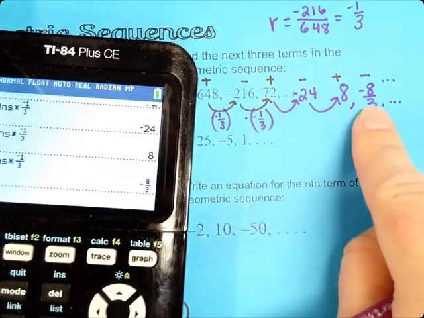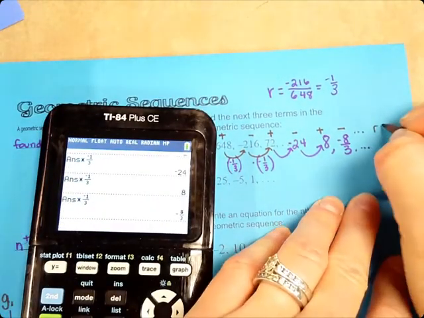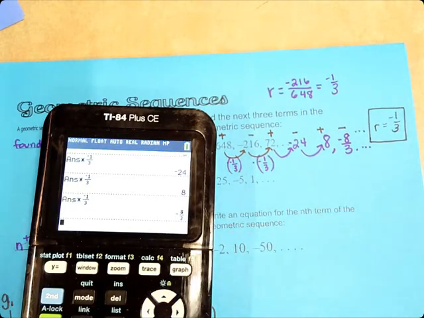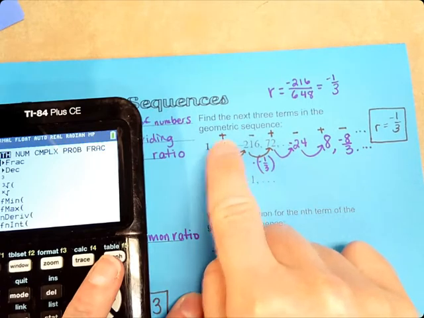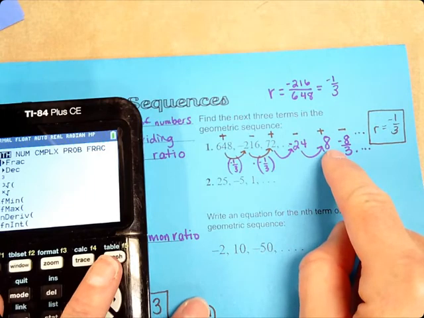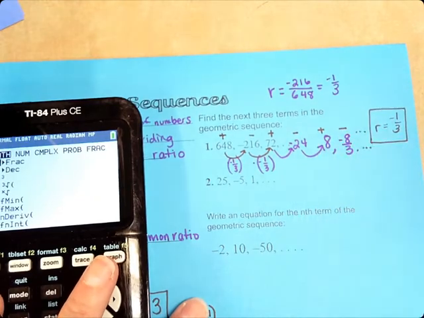So I found the next three terms of the sequence, and we found our common ratio. So let's write that out here. R equals negative 1/3. To see if that's a pattern, you would look at what the original numbers that they gave you. So you do it to all of those numbers. But after that, you don't have to do anything else, because this just asks what are the next three terms. So see how I just found the next three terms? So that's all we got to do.